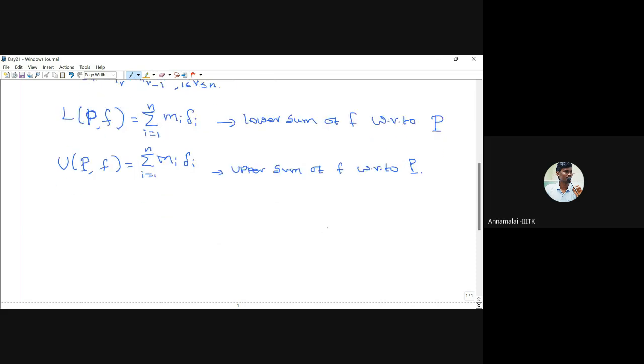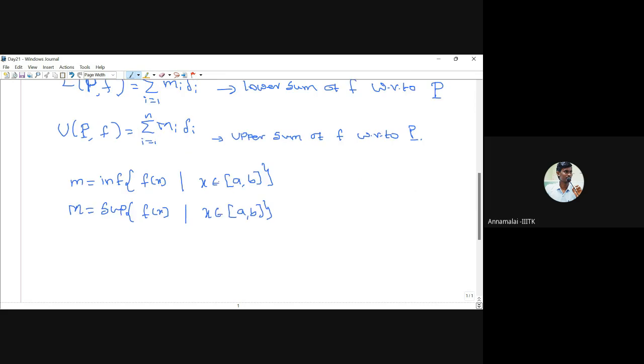Now, what is the relation between these? Before that, we define small m, which is nothing but the infimum or the minimum value of the function in the entire closed interval [a, b]. That is the infimum of f(x), where x varies over the entire interval [a, b]. Capital M we define as the supremum of the function in the entire interval, that is the supremum of f(x) such that x varies in the interval [a, b].